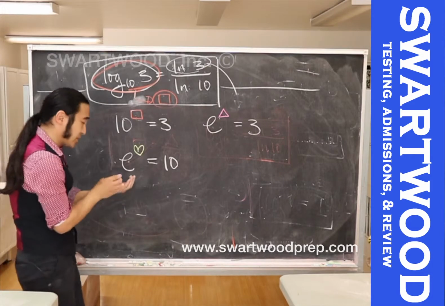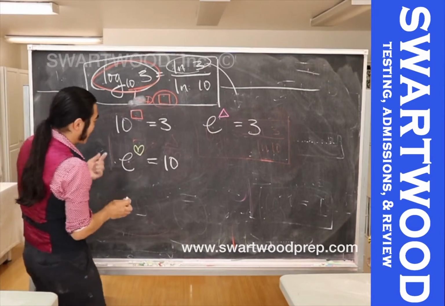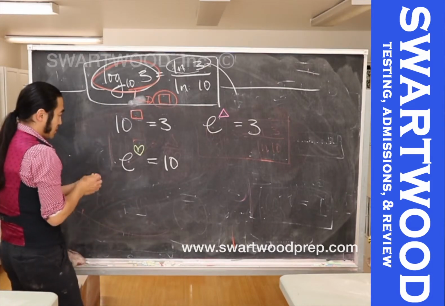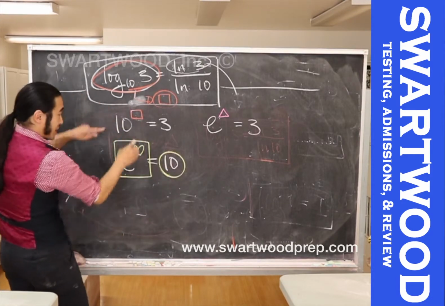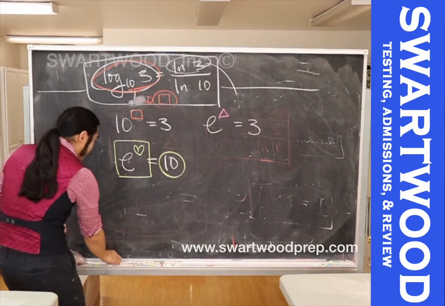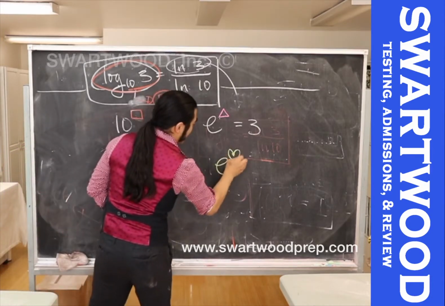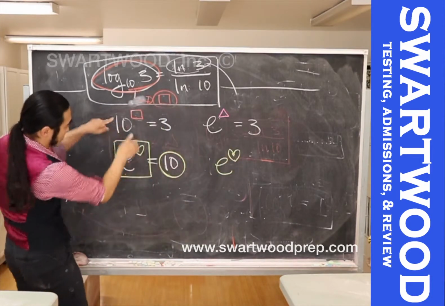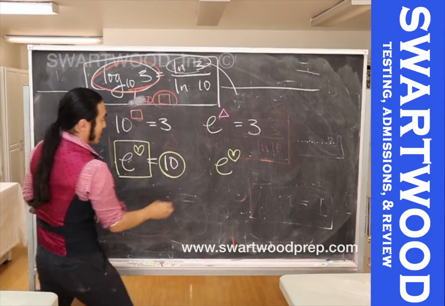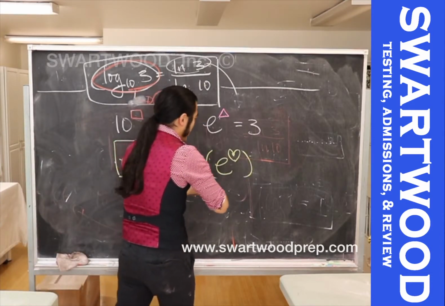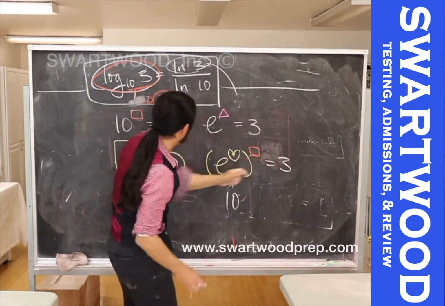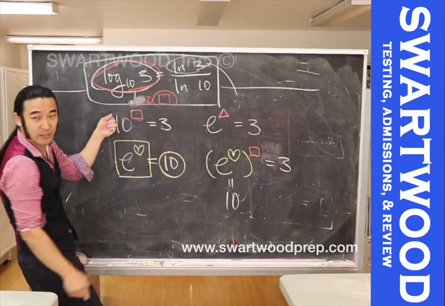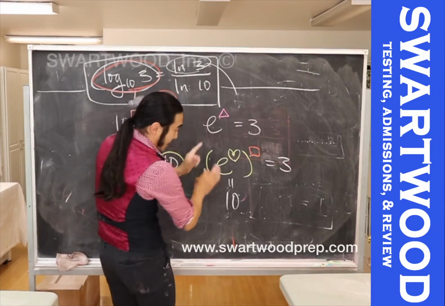Okay, but now we're just going to do a substitution. So we agree that this right here is equal to 10. So I'm going to come back up into this equation and have e to the heart, right? Because that's what 10 is. So 10 raised to the square is 3. So e to the heart, which is 10, raised to the square is 3. That's just reiterating this statement right here. Okay? All right, so now we have this set up.